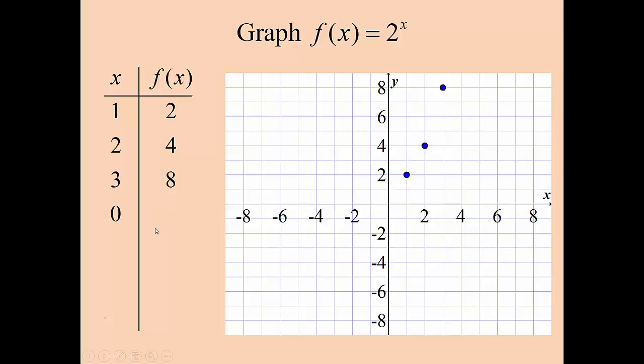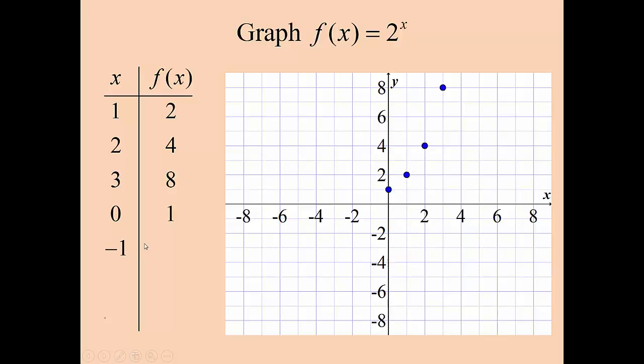Let's use 0 for x. Now you might remember this from beginning algebra. Anything raised to the 0 power is defined to be a 1. And so 2 to the 0 would be a 1. There would be a dot at 0, 1 on our graph.